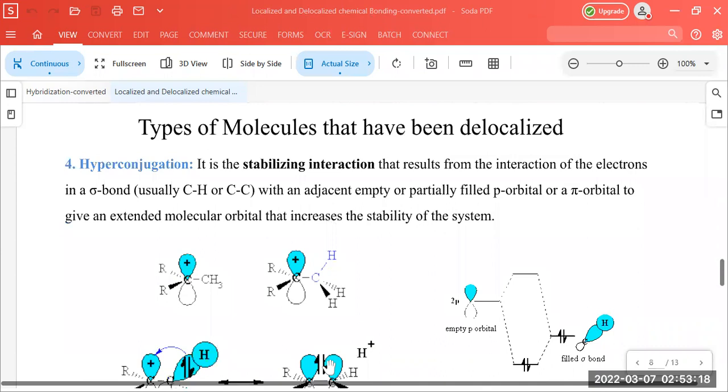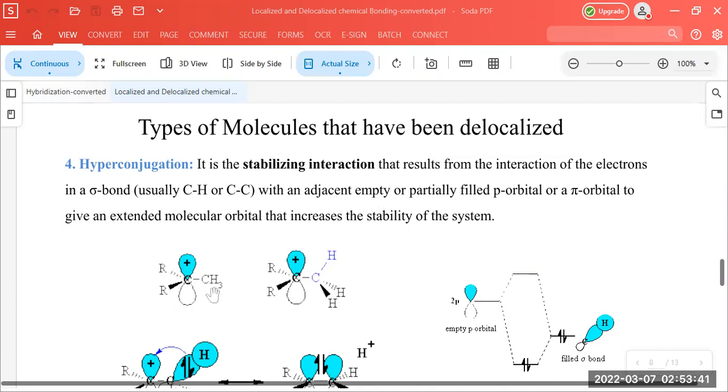The last type of delocalized chemical bond is hyperconjugation. Hyperconjugation is a phenomenon which shows that there is delocalization of sigma electrons. It is a stabilizing interaction that results from the interaction of the electron in a sigma bond. So this sigma bond is in conjugation.